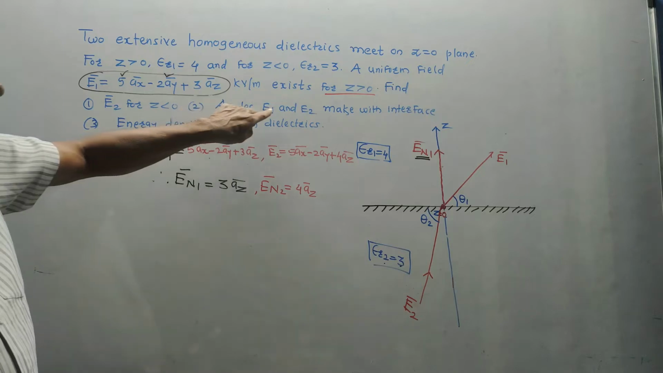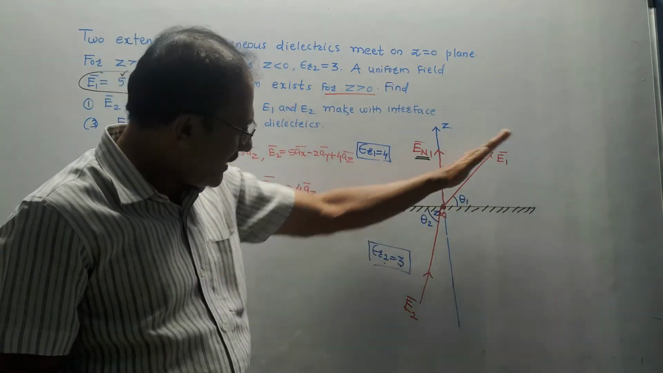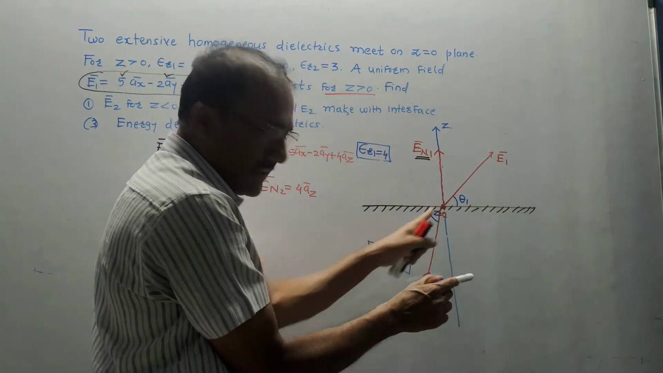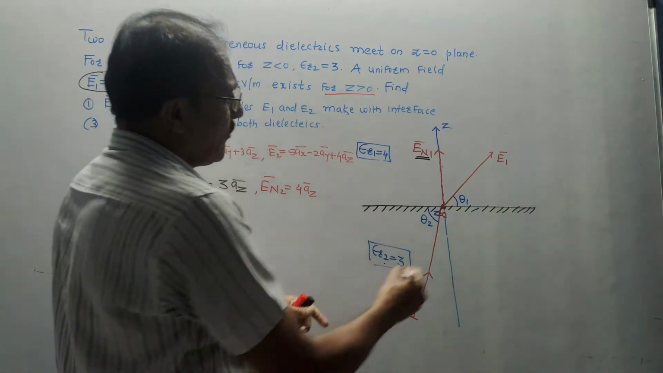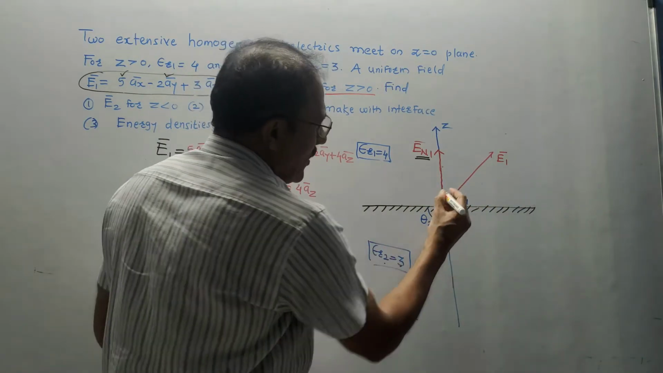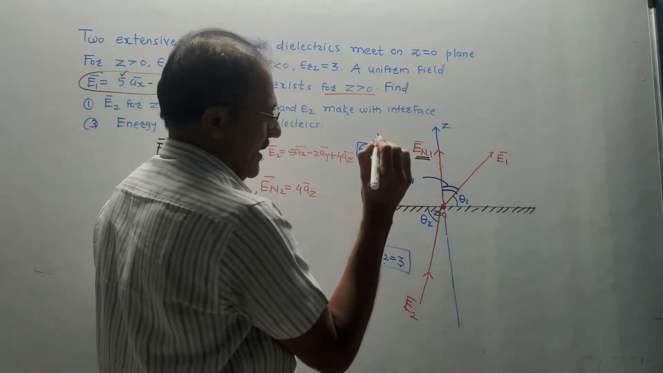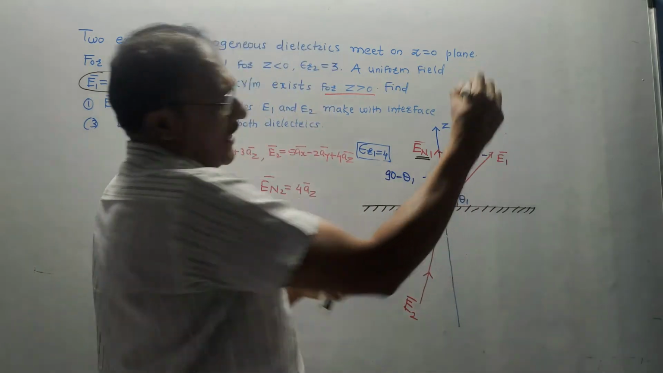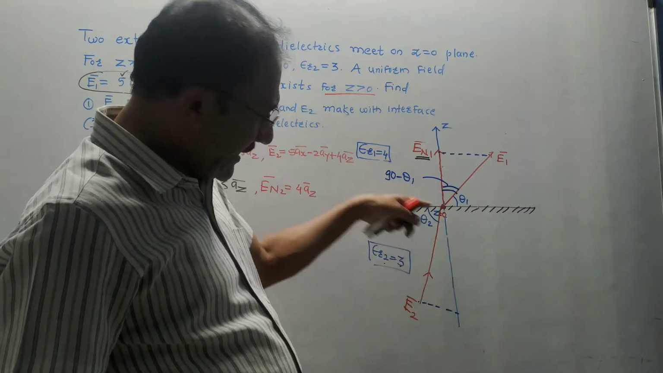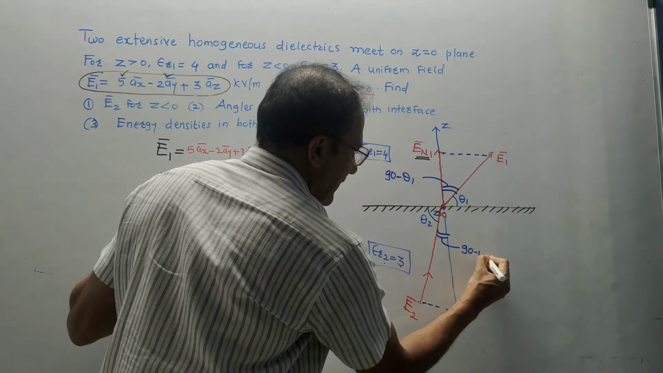The second part is the angles E1 and E2 make with the interface. That means in simple language we have to calculate the angle made by E1 bar and E2 bar with the interface. This is the interface, this is the boundary. I have denoted the angles by theta 1 and theta 2 in the diagram. To make the calculation simple, we know that this is a perpendicular line and this is a horizontal line, so the total angle between them is 90 degrees. So this angle will be 90 degrees minus theta 1. In the same way, let us say I have drawn the perpendicular, here this angle is theta 2. This is again a vertical line and a horizontal line, so the total angle is 90 degrees. So this angle will naturally be 90 minus theta 2.